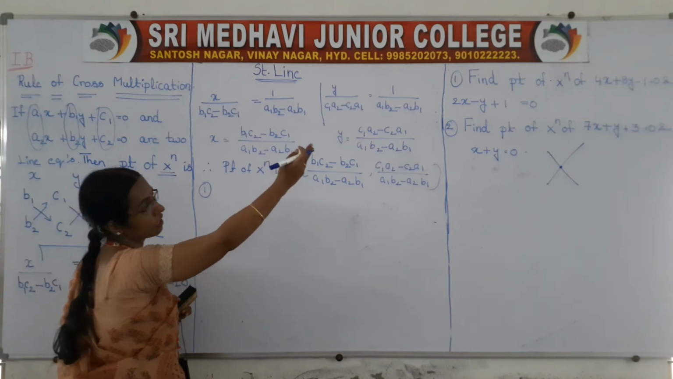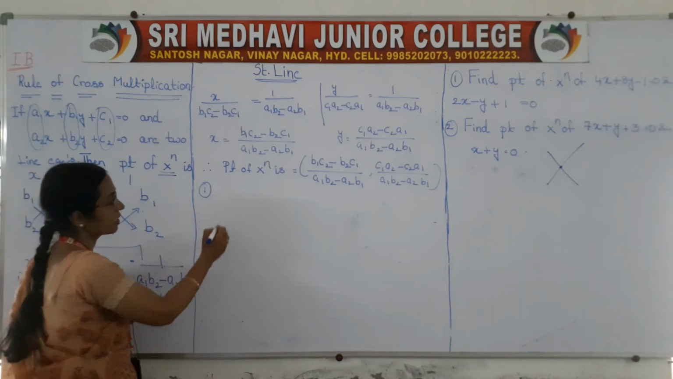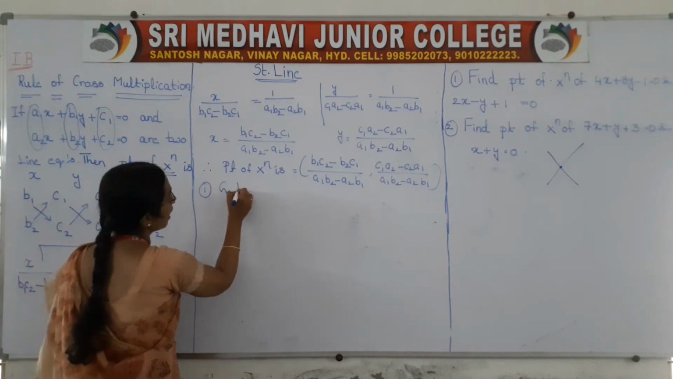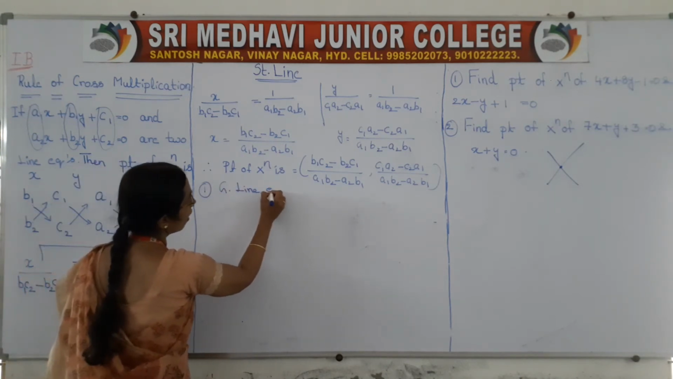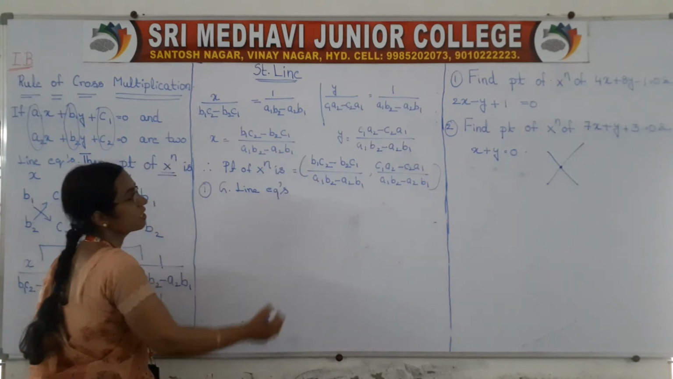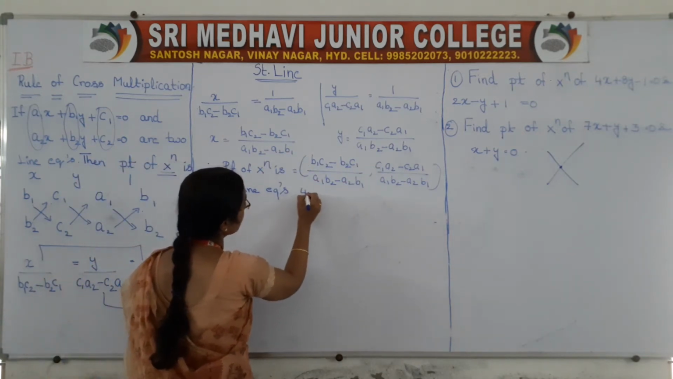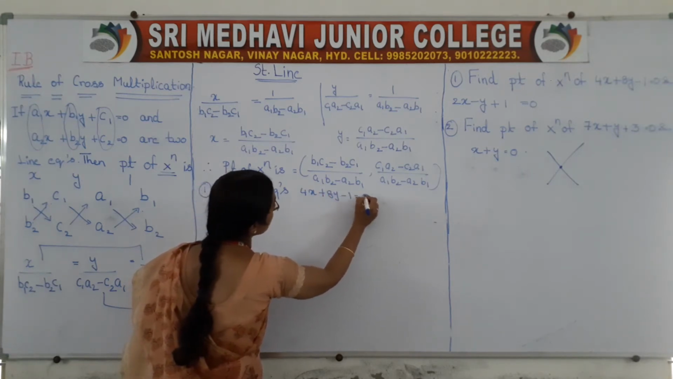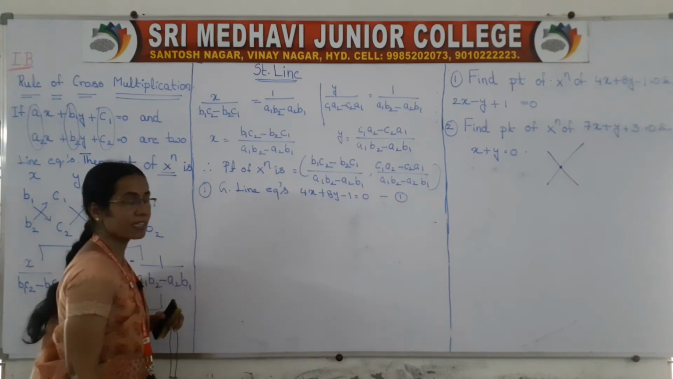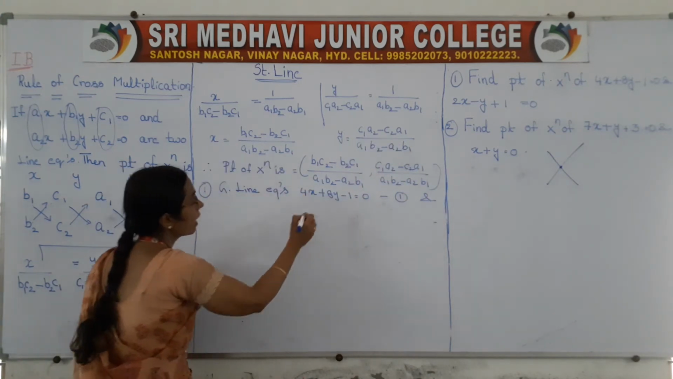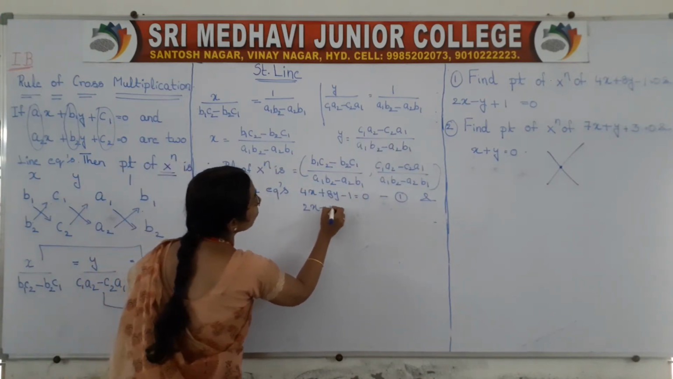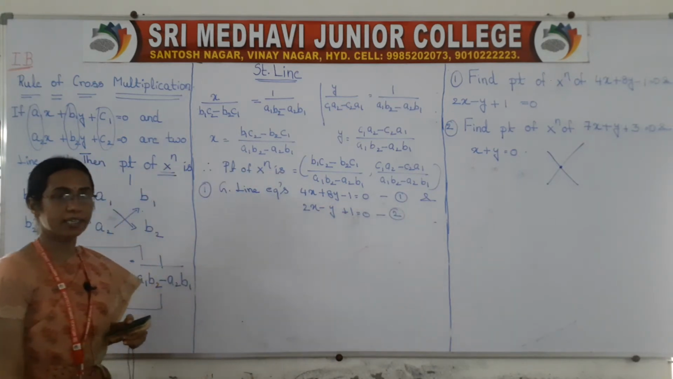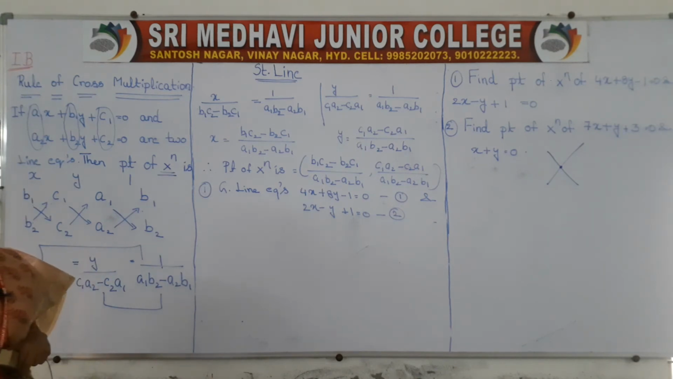So first question: find the point of intersection of two line equations. What are the given line equations? Here it is 4x plus 8y minus 1 is equal to 0. This is our first line, and the second line is 2x minus y plus 1 is equal to 0. This is the second line. Try to find their point of intersection.